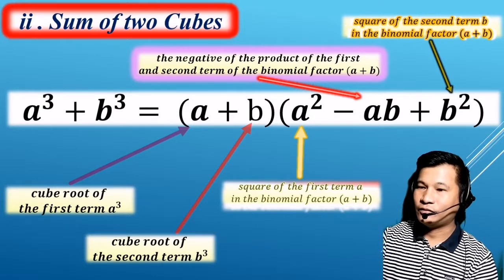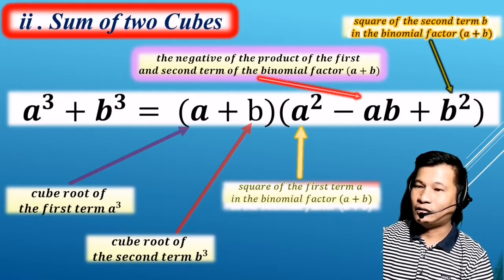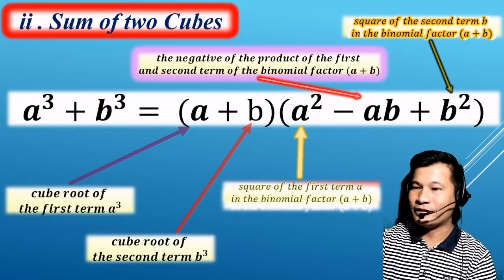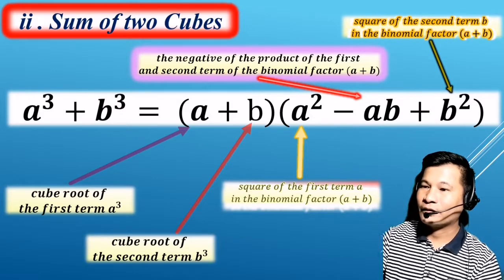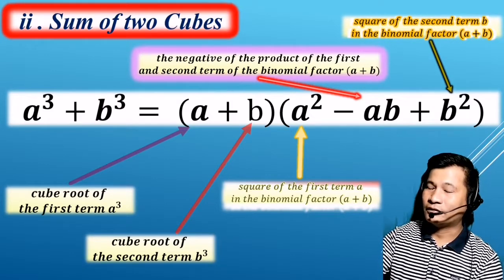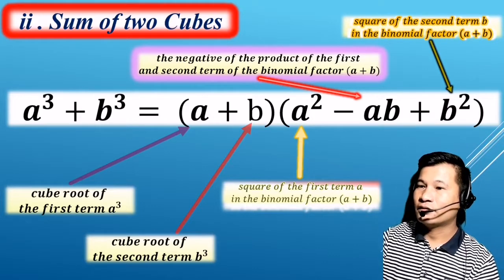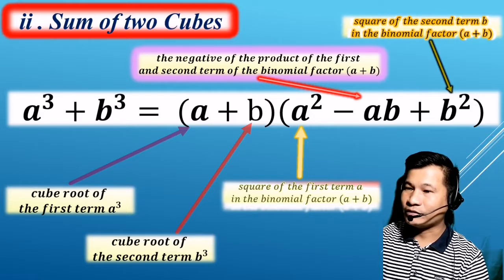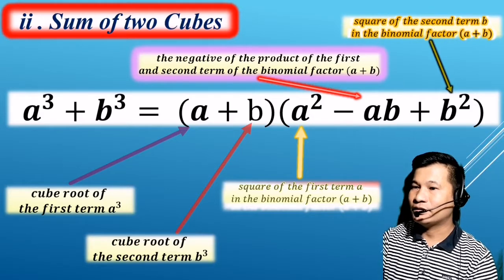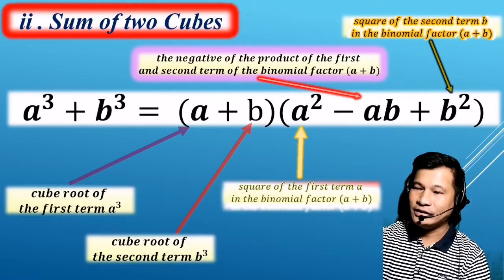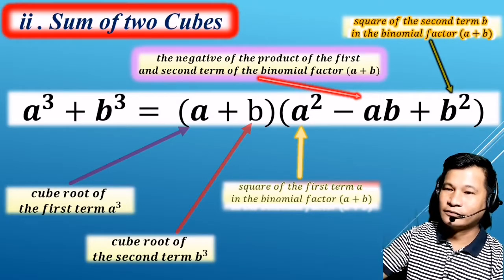So the product of the first and second term is a times b, that is ab. So the negative of ab is negative ab. And then for the last term of the trinomial factor, you simply get the square of the second term b in the binomial factor a plus b. So the square of b is simply b squared.